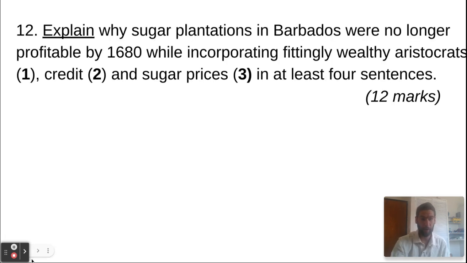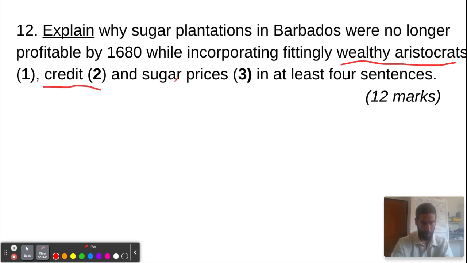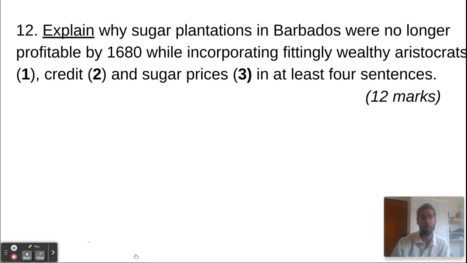Explain why sugar plantations in Barbados were more profitable by 1680 by incorporating the concepts of wealthy aristocrats. You see those here. Incorporating the concept of credit and incorporating the topic of sugar prices in at least a minimum of 4 sentences. So these 3 concepts and topics in at least 4 sentences long. Is that much? No, I don't think so. If you could do it with more words, like 5 sentences, that would be even better, because this topic deserves this.